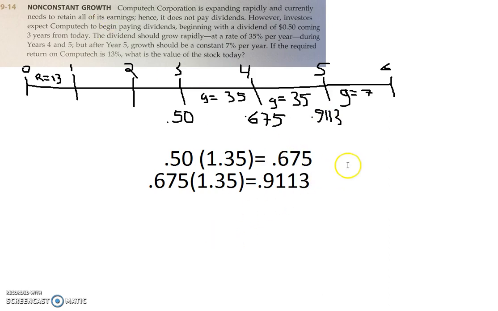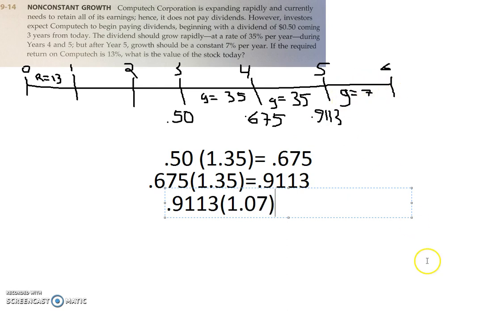So our last dividend is going to grow by 7%. So what we're going to do is take the previous dividend, multiply it by 1 plus the next growth rate, this time at 7%, so 1.07, equals. And our last dividend is going to be 0.975, so 97.5 cents. All right, so let's put that in our timeline.